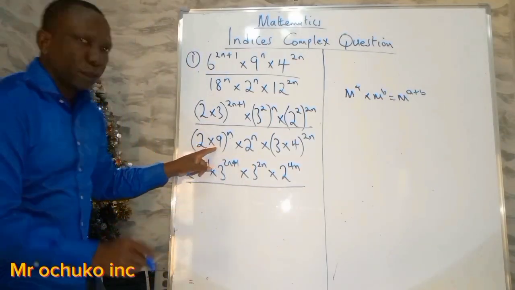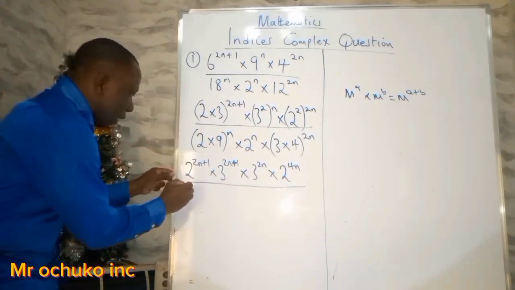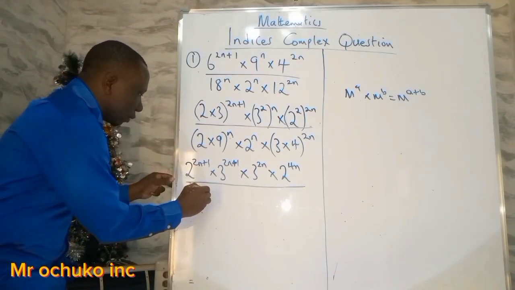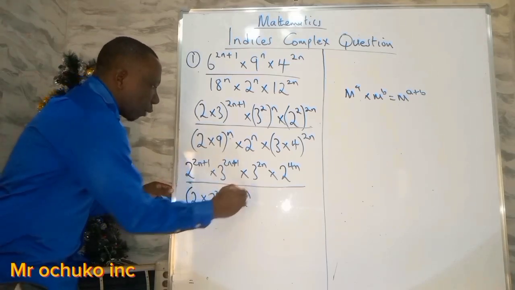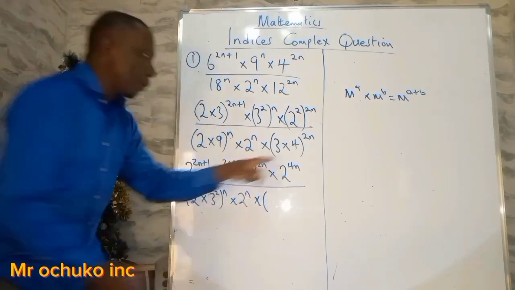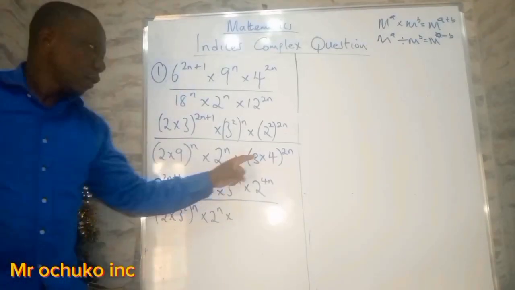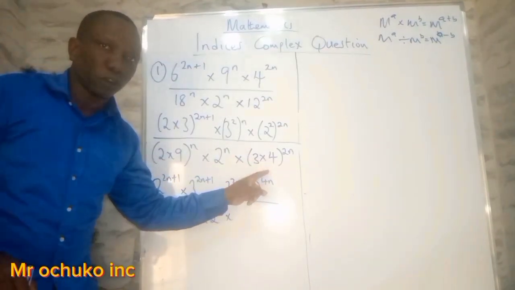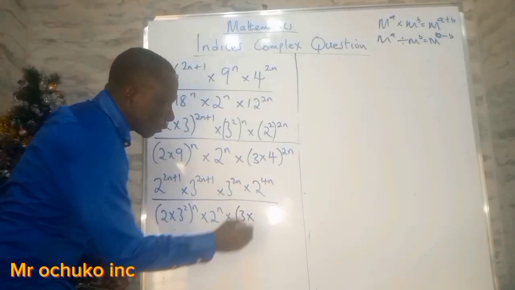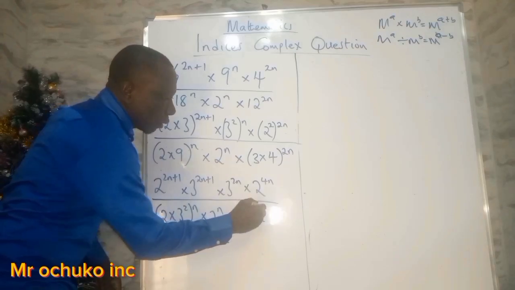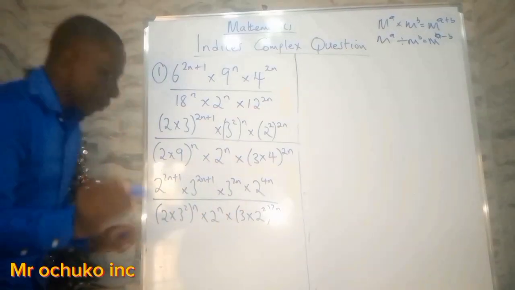Now let's see. How do you know that 9 in powers of 3 is 3 raised to power 2? So I have 2 times 3 raised to power 2n, then times 2 raised to power n. Then how do you know 4 in powers of 2 is 2 raised to power 2? So we have 3 times 2 raised to power 2 times 2n. Hope you have seen that.